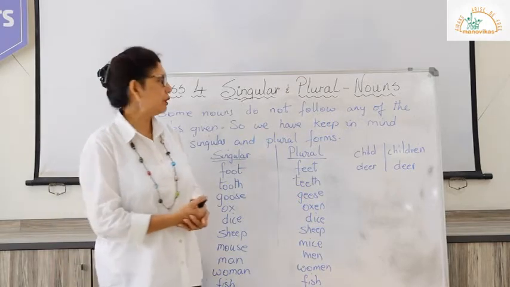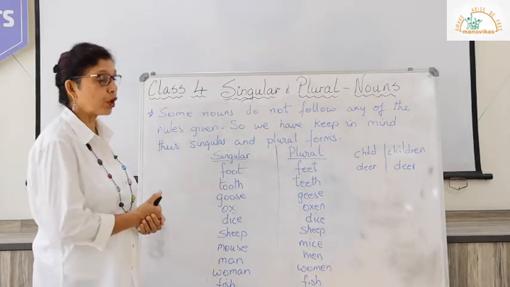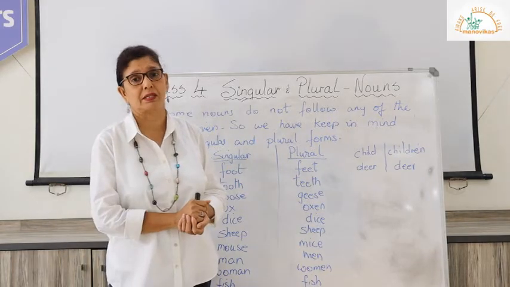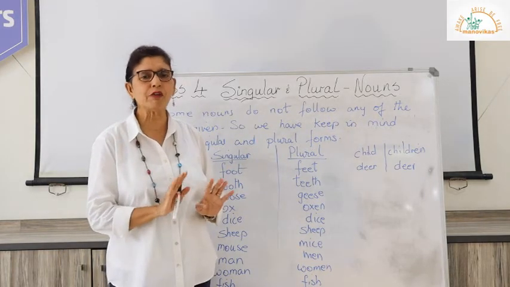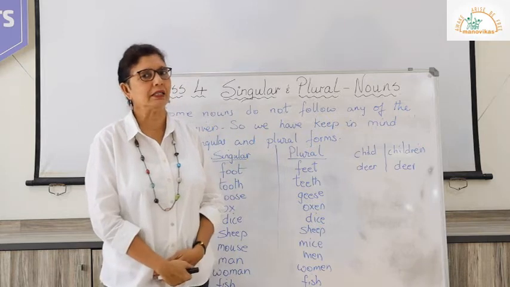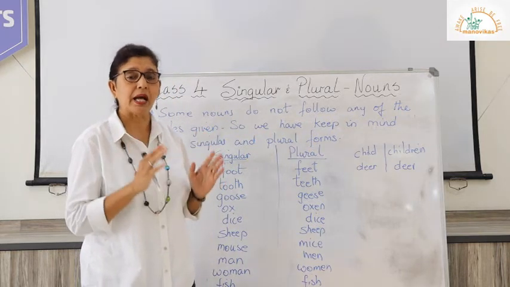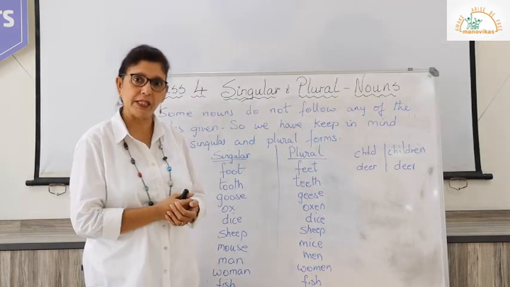So we come to another rule now. Some nouns do not follow any of the rules given, so we have to remember these words. There are some nouns that do not follow any of the rules that we have done earlier, but we just have to remember the singular and the plural form of these nouns.